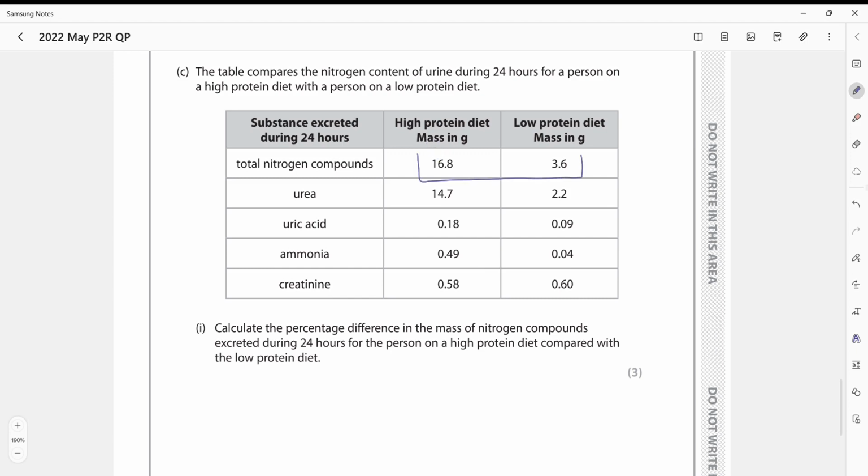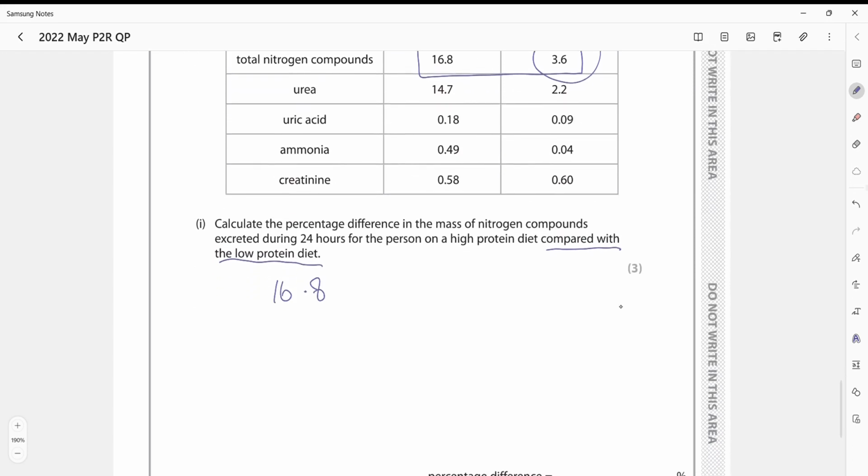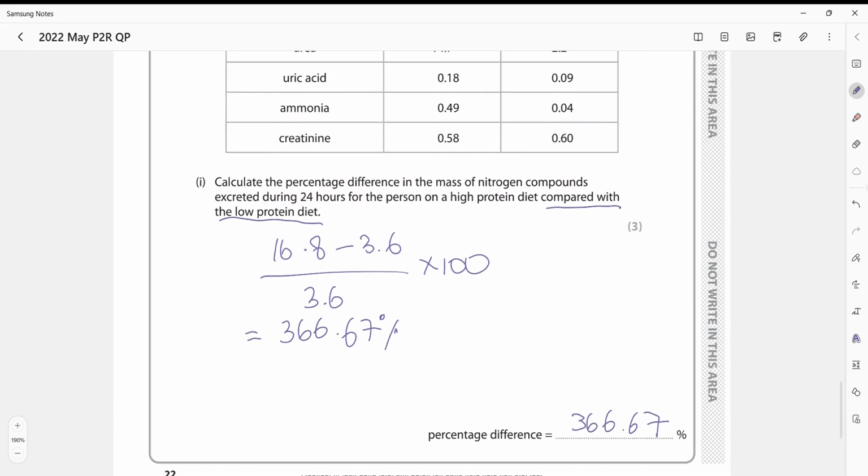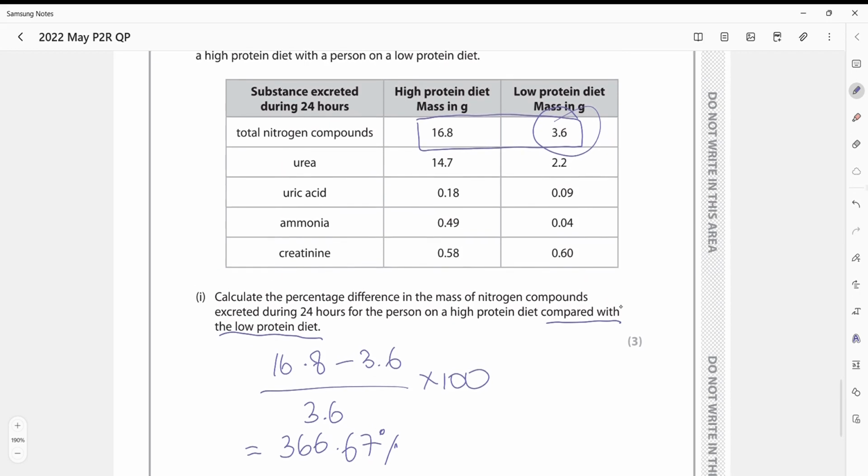For this, we want to find out the difference between these two and then divide it by this value here because it says compared with the low protein diet. So we would do 16.8 minus 3.6 and then divide it by 3.6, and because it's a percentage difference, we would times that by 100. So let's calculate that. That should give us 366.67%. So it is more than 100%, and we can see that this number is much smaller than this number over here by almost 4-folds.